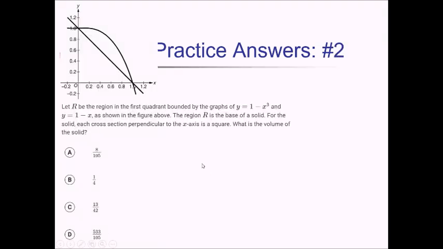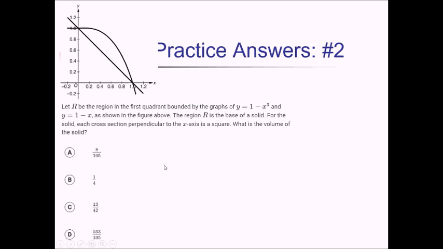On this problem, we've got this region R between the graphs of 1 minus x cubed and 1 minus x, and this is the base of a solid. For the solid, each cross-section perpendicular to the x-axis is a square. So we basically have these squares rising three-dimensionally out of this base area. We want the volume of the solid that these squares make up.